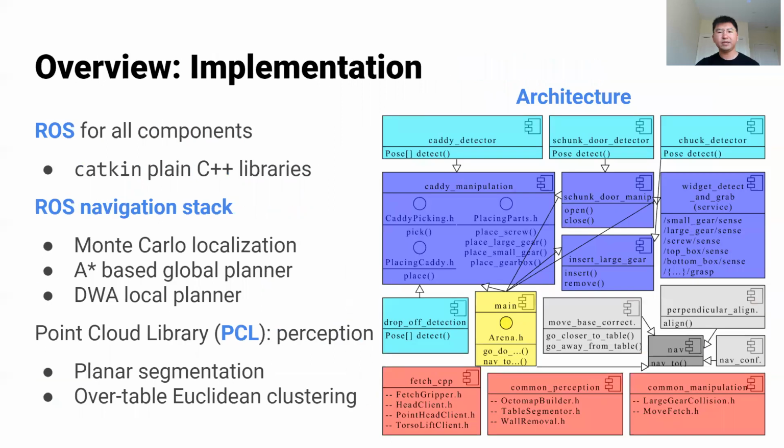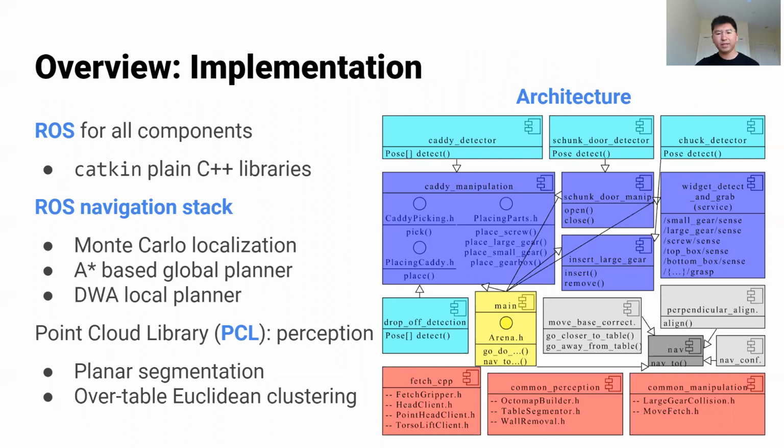In terms of the implementation, we use ROS for all of our components. Each component is a catkin C++ library that allows other libraries to simply add a header file and call the relevant functions. For navigation, we use the ROS navigation stack, which includes Monte Carlo localization, an A-star-based global planner, and a DWA local planner.